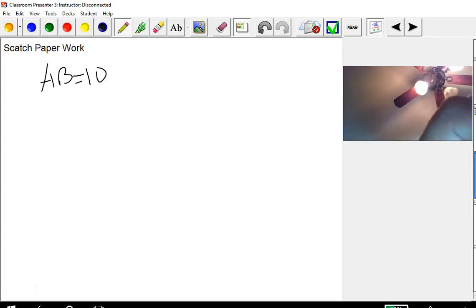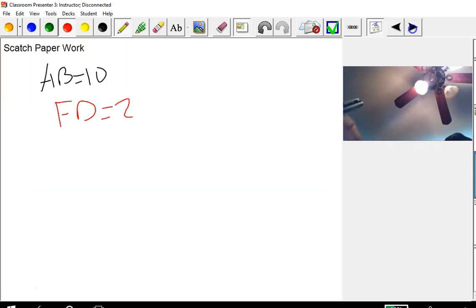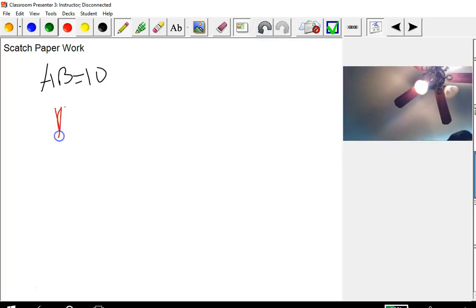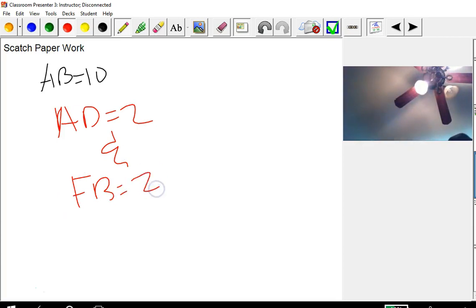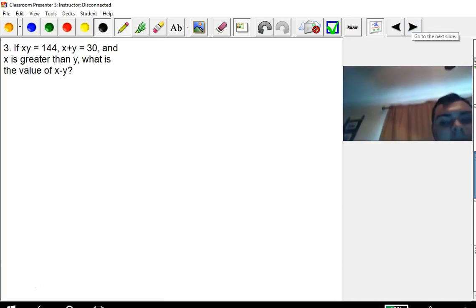Move back there. AD equals 2, and also FB equals 2. That's important to know, but this is the one you want. So yeah, that's the answer to that question. Let's move to number 3.